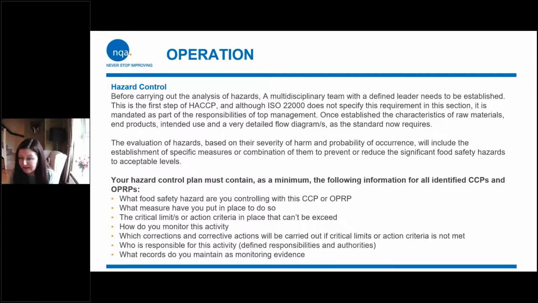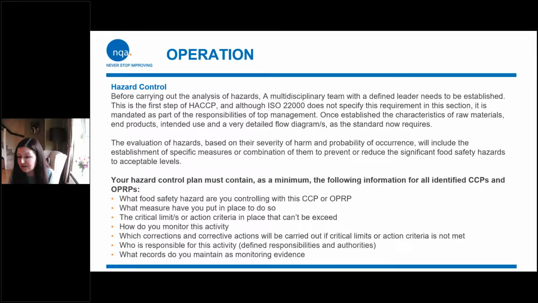measures you need to put in place, what are the critical limits or your action criteria when you're looking at OPRPs, what can't be exceeded, how do you monitor it, and which corrections or corrective actions will be carried out if your critical limits or your action criteria is not met, and who's responsible for the activity. So do you define that the people actually monitoring them are responsible for monitoring and correction, or do they monitor and then decide, if it's out of spec, who do they tell, who's responsible for putting it through corrective action?